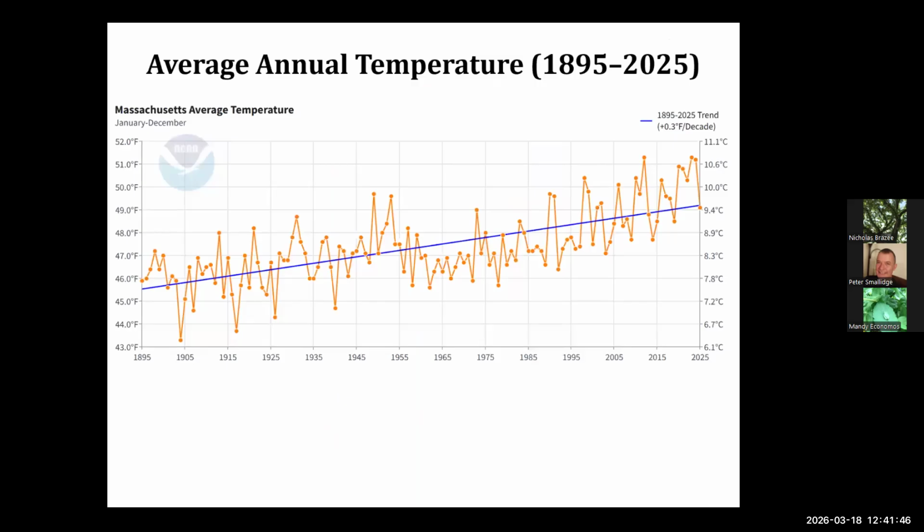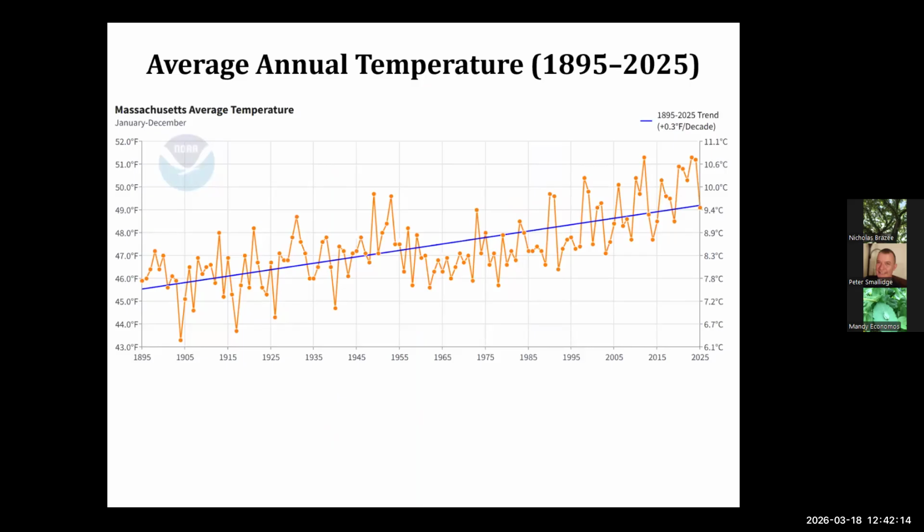Okay, as I said, weather plays a big role in disease outbreaks. What we're looking at here is a graph of average annual temperature in Massachusetts. So this is the average temperature through the calendar year, January through December, from 1895 to 2025. And it's clearly getting warmer here in the state of Massachusetts. The trend is 0.3 degrees Fahrenheit per decade. So over 130 years, that's almost 4 degrees Fahrenheit.